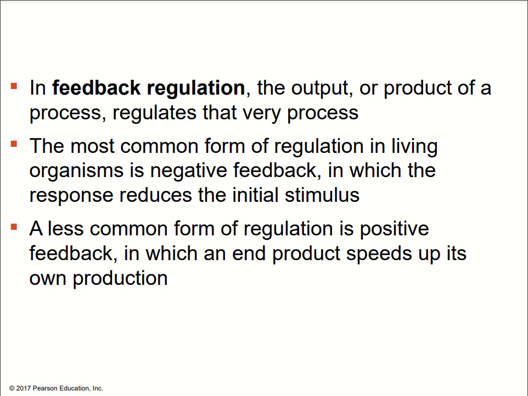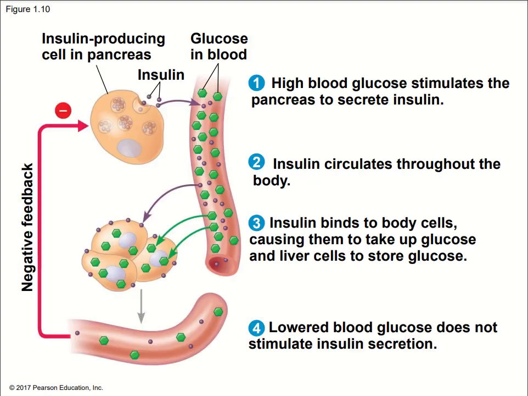A less common form of regulation is positive feedback, in which an end product speeds up its own production. An example of negative feedback is an insulin-producing cell in a pancreas in response to a large amount of glucose in the blood.